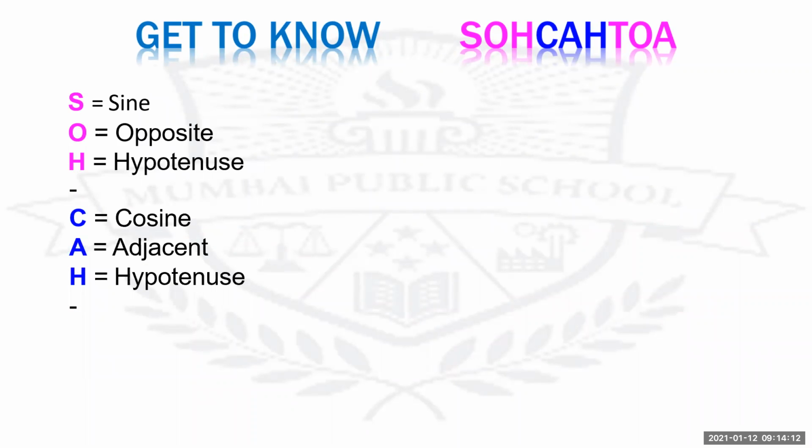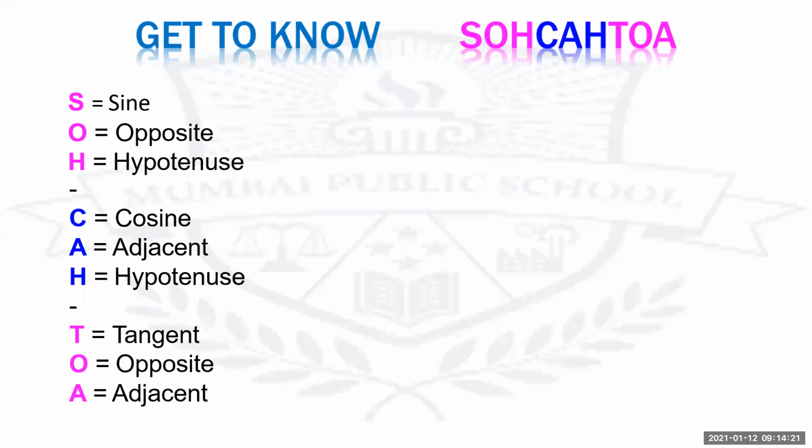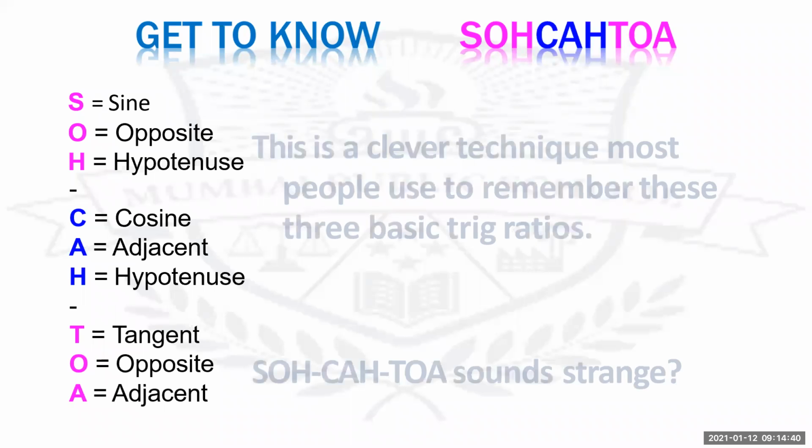Cosine, that is cos, adjacent upon hypotenuse. So cosine is adjacent upon hypotenuse. And TOA, tangent, opposite, adjacent. So T for tangent, that is tan theta equals the opposite side upon the adjacent side. You know tan theta actually is the ratio of sine and cos. So tan theta equals sine theta upon cos theta. Like that also you can remember.